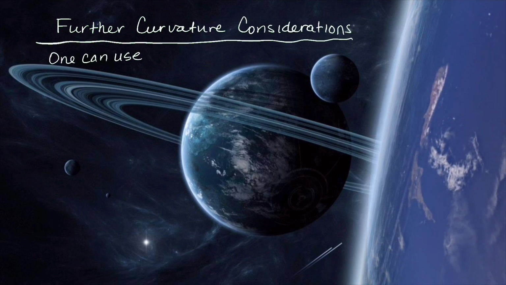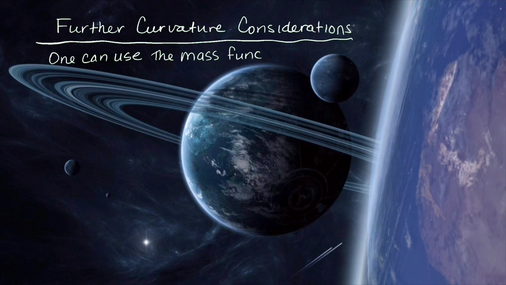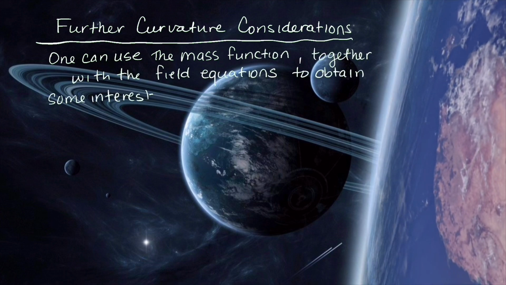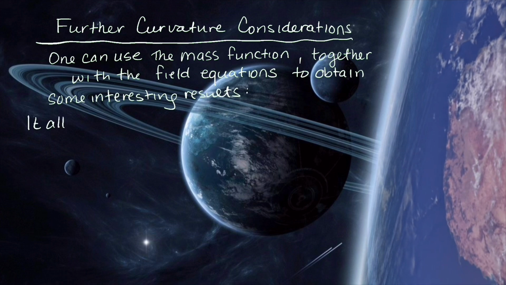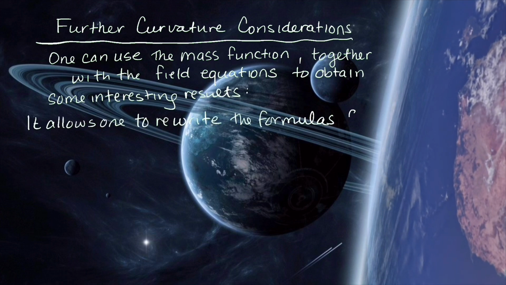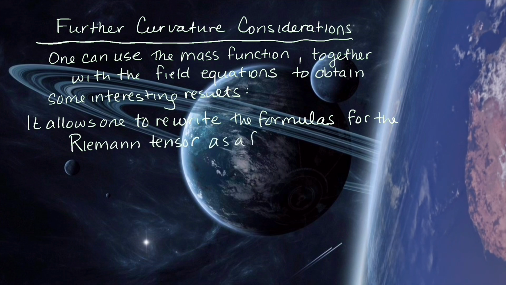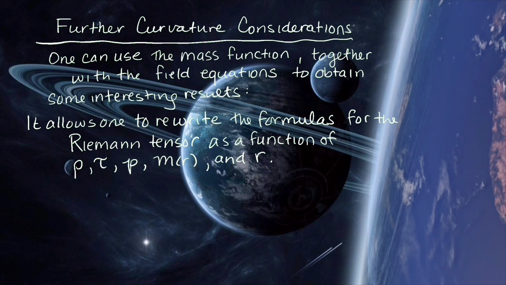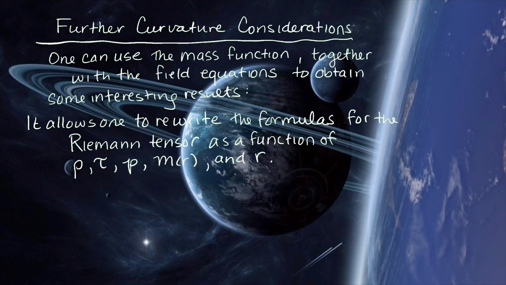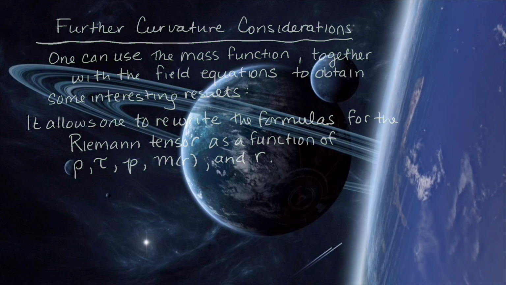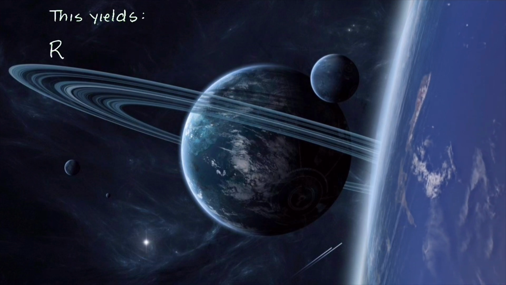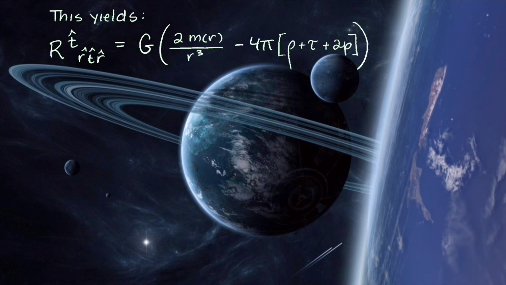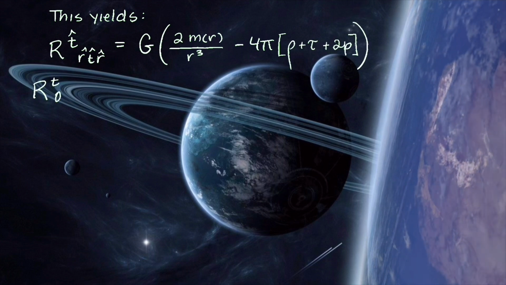Further curvature considerations. One can use the mass function together with the field equations to obtain some interesting results. It allows one to rewrite formulas for the Riemann tensor as a function of rho, tau, and p, as well as the mass function m of r, as well as r itself. And in that orthonormal basis, we get the following results.